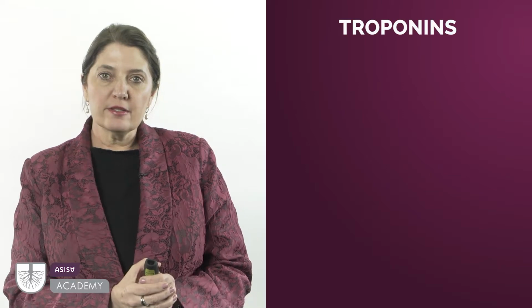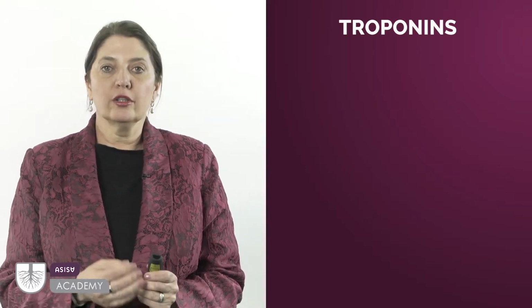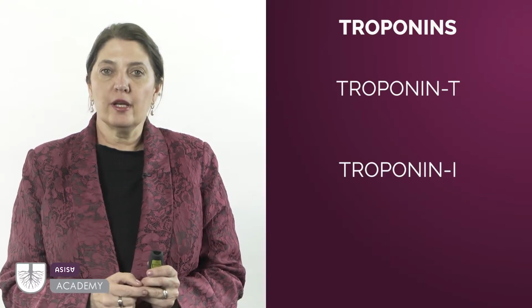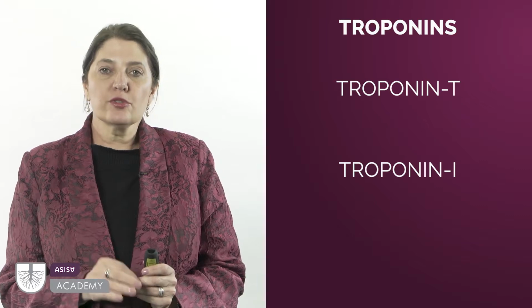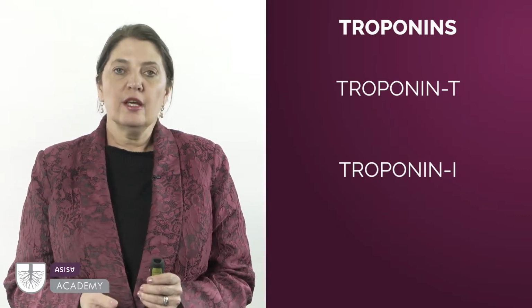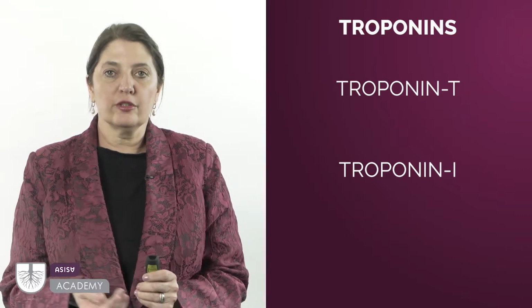So troponins are our heart markers. They are the markers for heart muscle damage. We get troponin T and troponin I from the heart. There is also troponin C from the skeletal muscle, but that's not important in the context of our myocardial infarction. The troponins have a typical rise and fall. If we do blood tests, they first go up and then afterwards they go down.